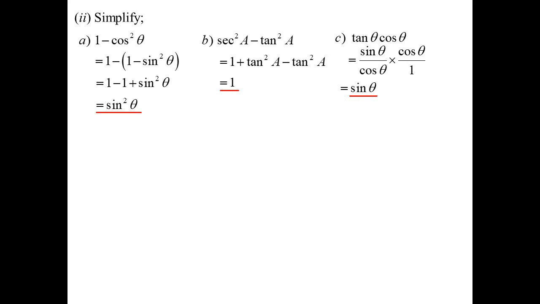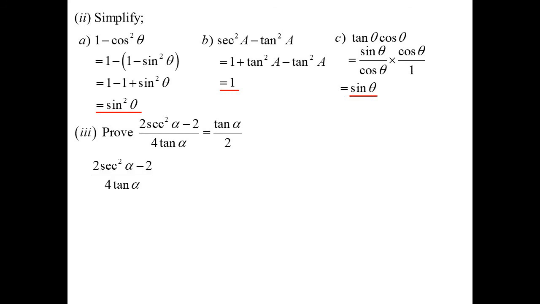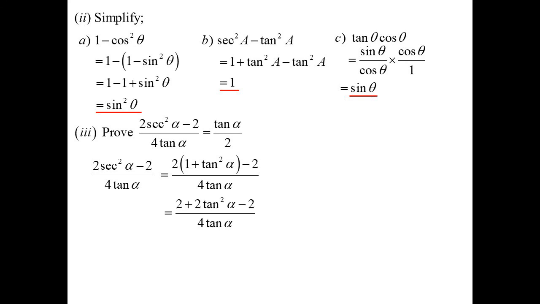Let's get to the more interesting questions where we actually have to prove some stuff. So we're going to prove this one. 2 sec squared alpha minus 2 over 4 tan alpha is the same as tan alpha on 2. I will start with the left-hand side now. So I'm going to start with this piece of algebra. I want to end up with tan alpha on 2. So what am I going to do to it? Well, I have a trig identity that involves sec squared. Sec squared is 1 plus tan squared, so I'll sub in for that. Expand that out, tidy it up.